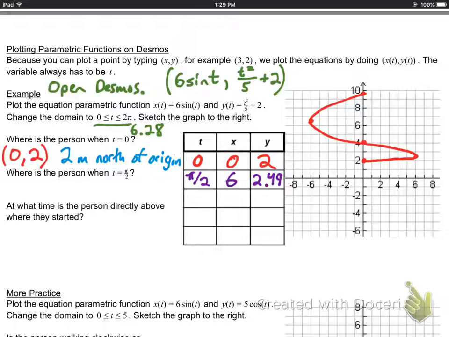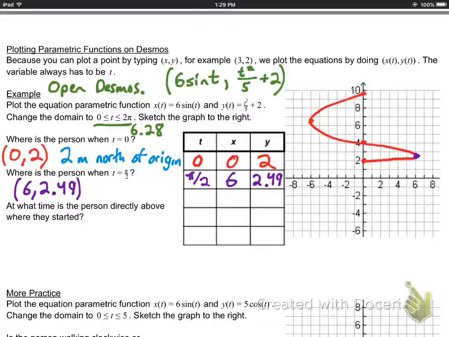So the location, where's the person? They're right there on that point. You see right there that I marked. And yeah, that's helpful to visualize, and then you can say, oh yeah, they are at the location 6, 2.49. Which would mean 6 meters to the right of the origin and 2.49 meters north of the origin, or above the origin, however way you want to say it.